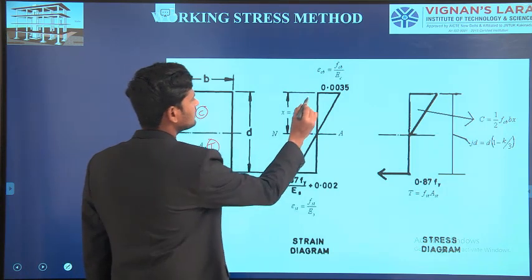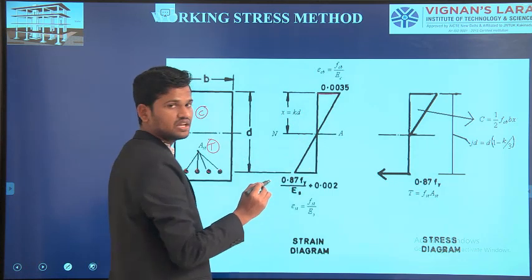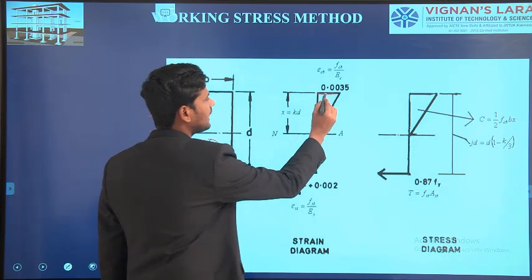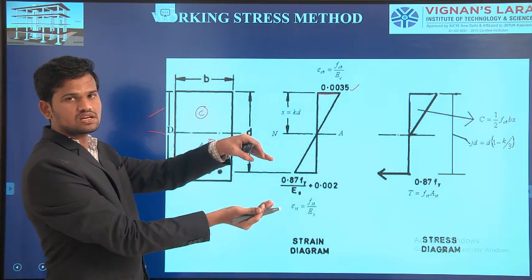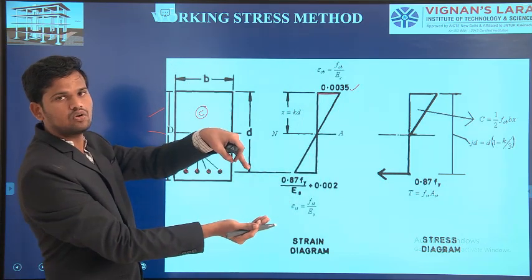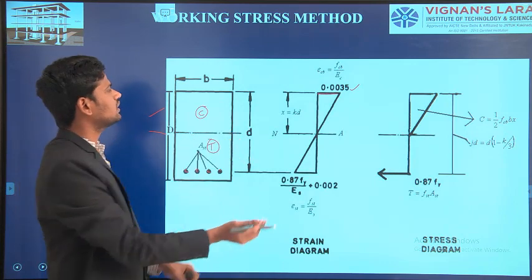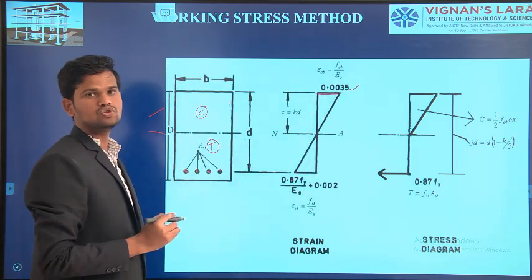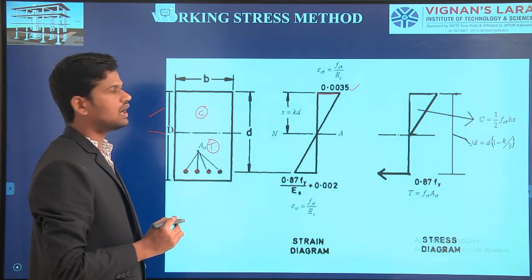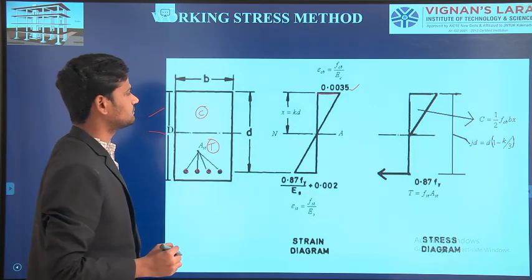If you observe here, this is the maximum compressive strain in concrete. It will be taken as 0.0035. That means if you take any structural concrete member and apply a load, due to the application of the load, the maximum compressive strain is taken as 0.0035 for concrete. How it comes, we will see.